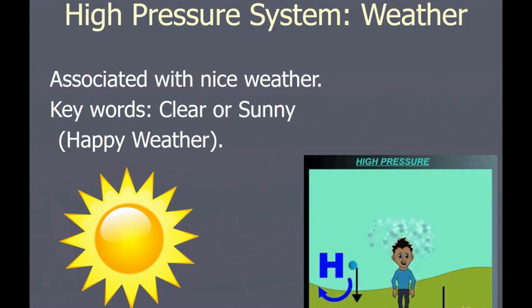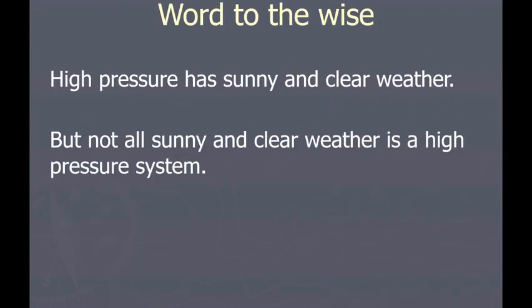So that's our major weather events. Nice, happy, sunny, and clear weather. We can still have a couple of clouds, but for the most part, we're going to be looking at clear. So like cloud coverage, I would say 10% or less.